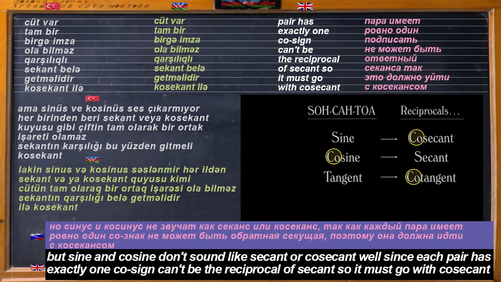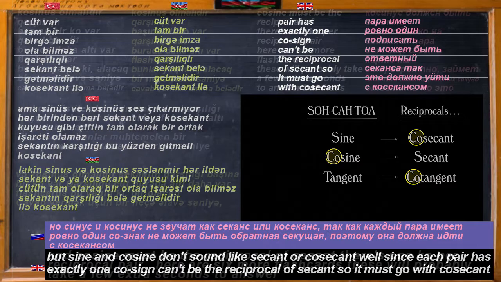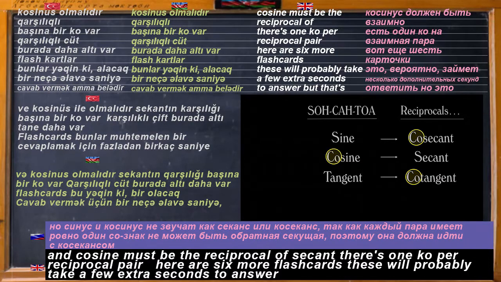But sine and cosine don't sound like secant or cosecant. Well, since each pair has exactly one co, sine can't be the reciprocal of secant, so it must go with cosecant. And cosine must be the reciprocal of secant. There's one co per reciprocal pair.